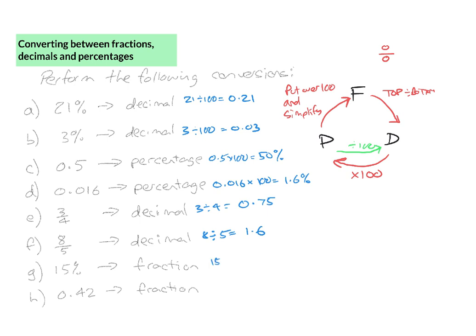Finally, 15% as a fraction, so we need to put this over 100 and simplify. So we do 15% equals 15 over 100. They're both multiples of 5. 15 divided by 5 is 3. 100 divided by 5 is 20. So it is 3 over 20.